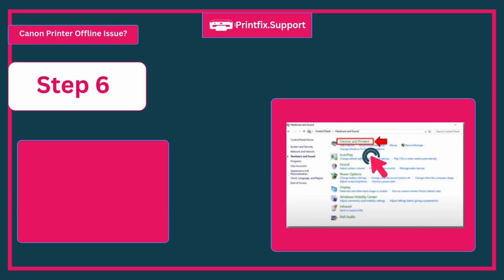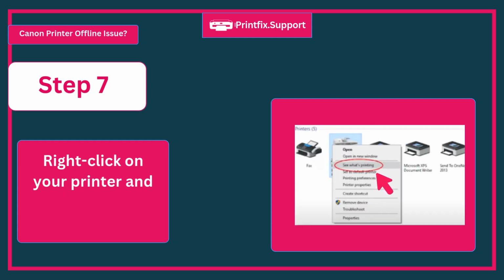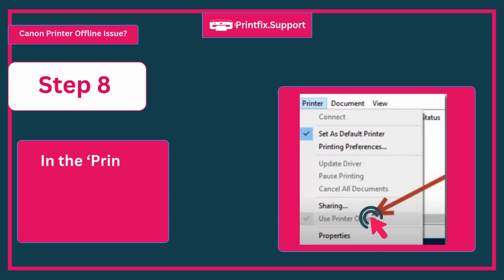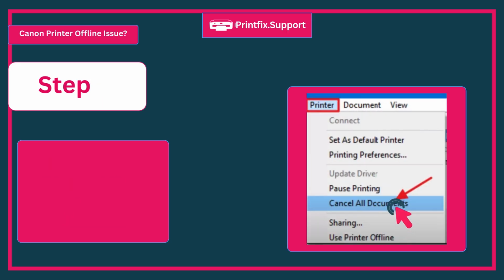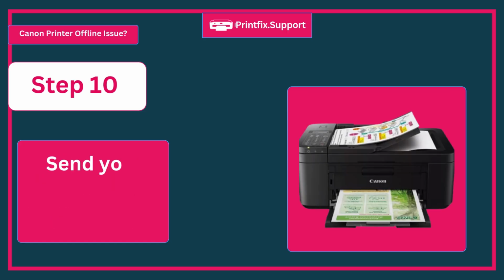Step 6. Choose Devices and Printers. Step 7. Right-click on your printer and select See What's Printing. Step 8. In the Printer menu, uncheck Use Printer Offline. Step 9. Go back to the Printer tab and choose Cancel All Documents. Step 10. Send your print job again.